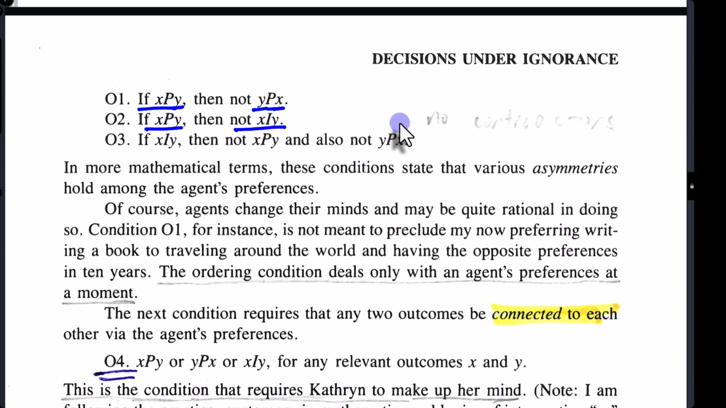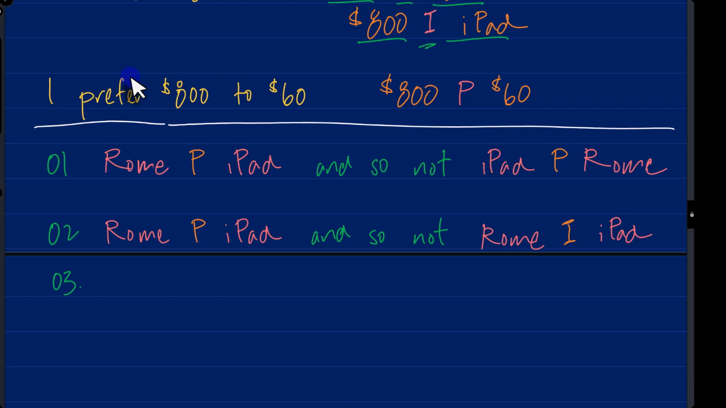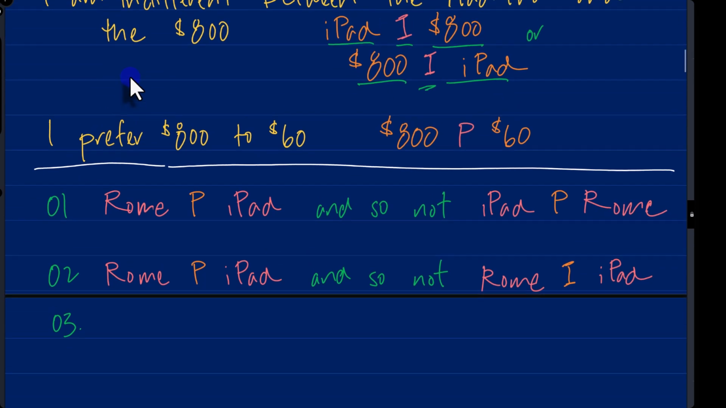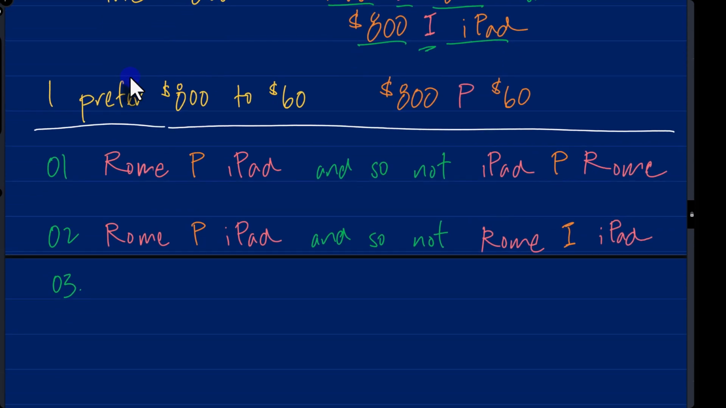Okay, the third condition, if I'm indifferent, or if some agent is indifferent between X and Y, then that person does not prefer X to Y and does not prefer Y to X. So let's see. I said I was indifferent between the iPad and getting $800.